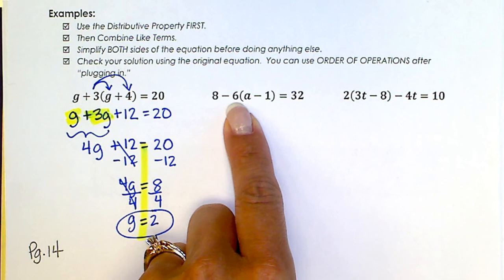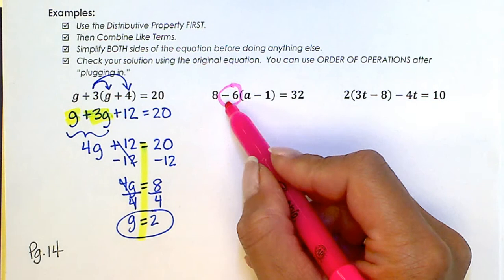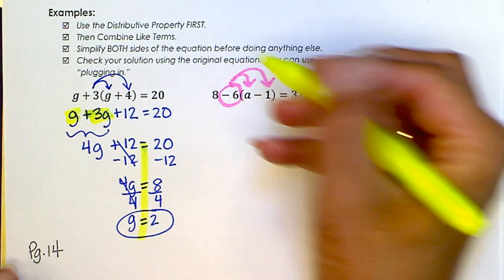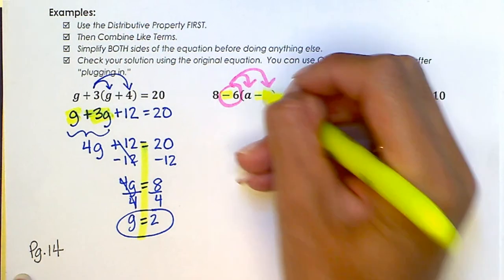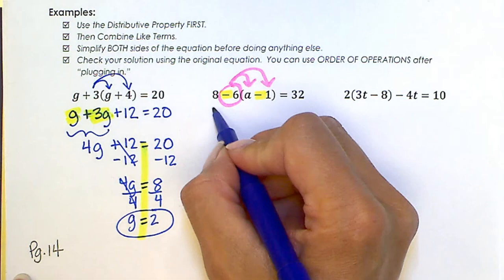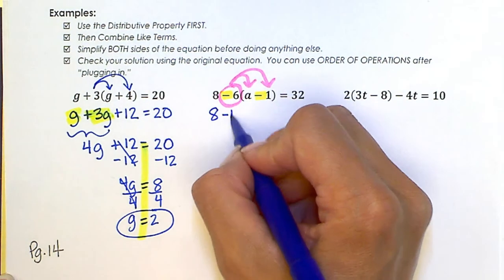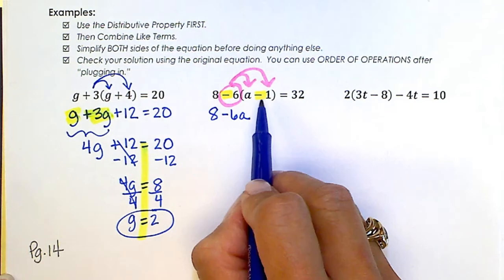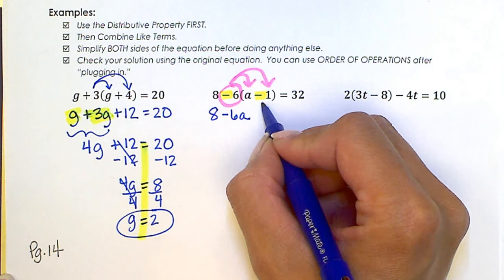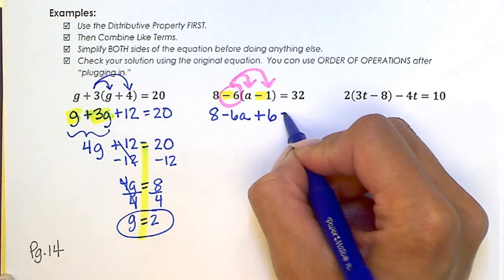Okay, for the second one, we need to distribute this negative 6, and notice I circled the negative to remind myself that I'm going to be doing a negative times a negative when I get to that step. Okay, leave the 8 here. A negative 6 times a is a negative 6a, but a negative 6 times a negative 1, or you can say a negative 6 times a minus, that's the same thing. These two signs would make a plus 6 equals 32.